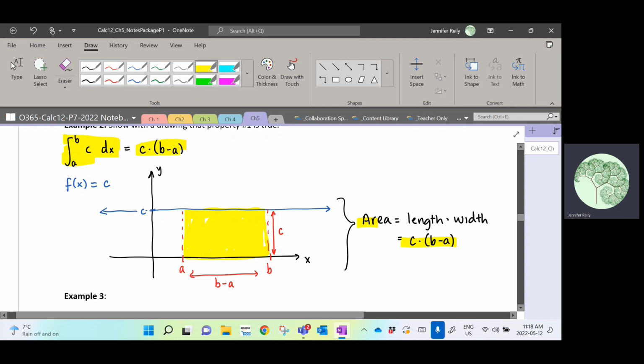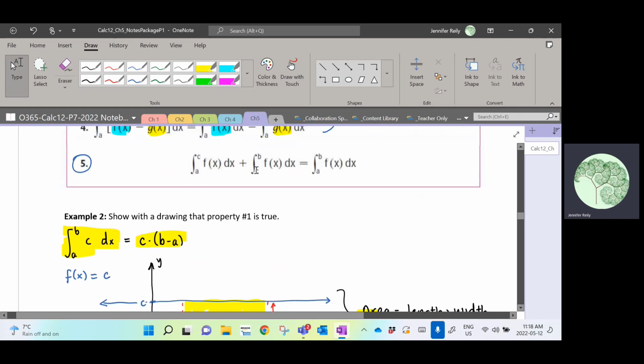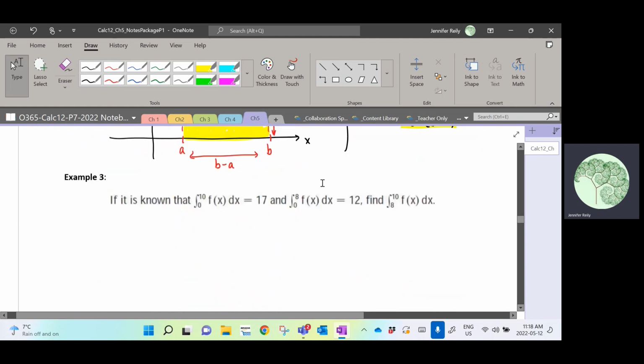So then we can see this property is true. Yeah, so that's not one to memorize. That's just one to be able to visualize and see why that logically would be true. Same with example 3. They're going to ask us to use property number 5 here. And again, this one is much better, it's not really good to memorize it. It's just good to be able to visualize it by drawing.